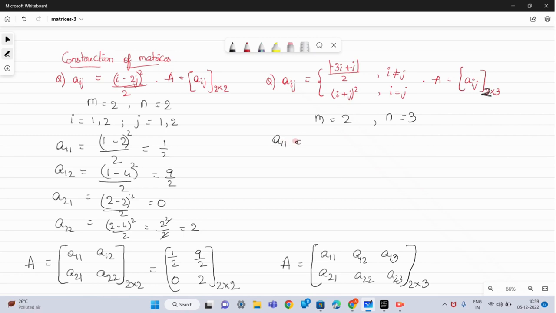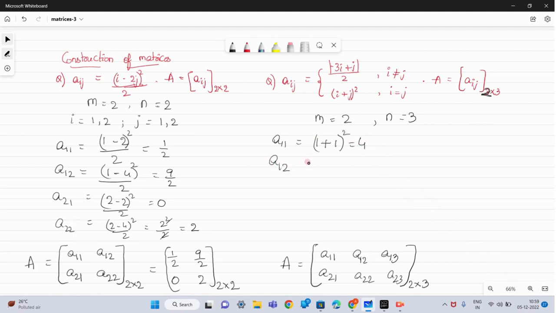a11. See, it's some kind of different question with respect to the first question. So what is the difference over here is, if i and j are equal, then we need to follow this condition. If i and j are not equal, we need to follow this condition. So see here, a11, i and j are equal. These both are 1 and 1, right? So which condition do we need to follow? This. So solve this. (1 plus 1) whole square, which is 4.